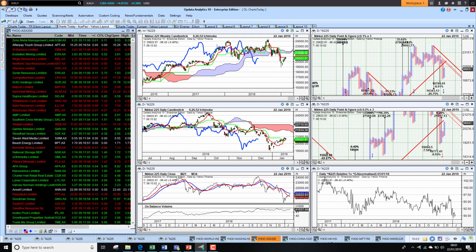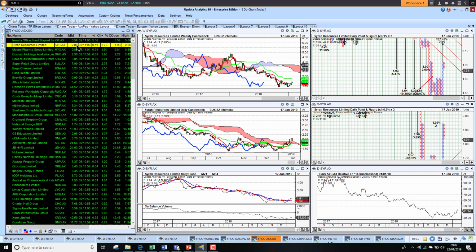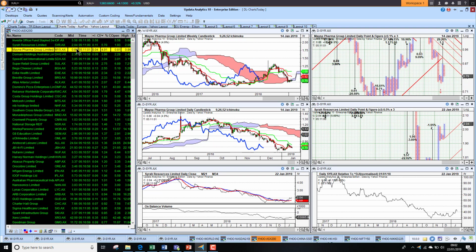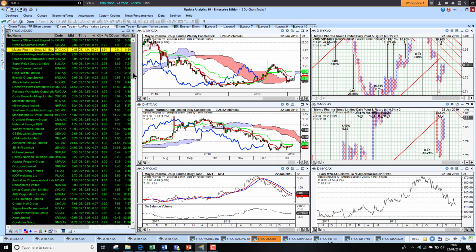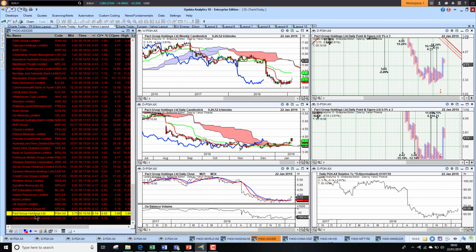Looking at the Aussie market, just clicking on the top here, we see Sierra Resources down 5.7%, Main Pharma down 5%. On the other end of the scale, we've got Pact Group down 3.6%. Might be just recovering though on that medium-term chart, and we've got some upside targets.